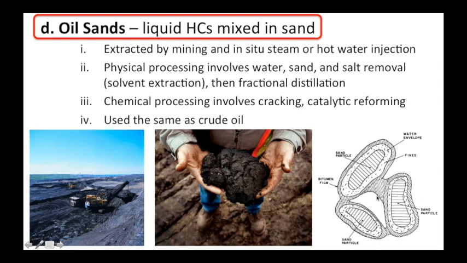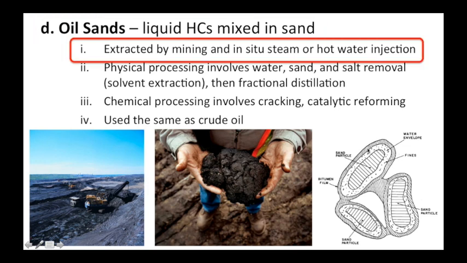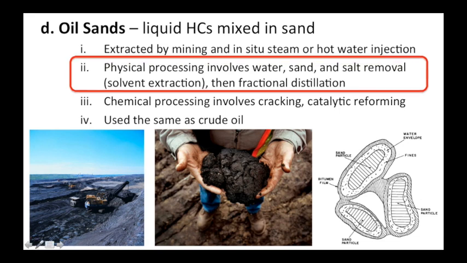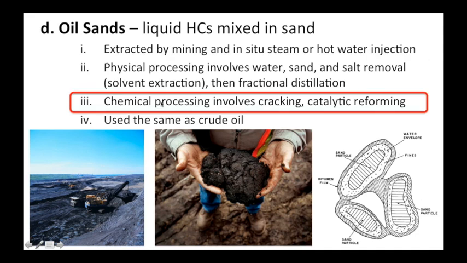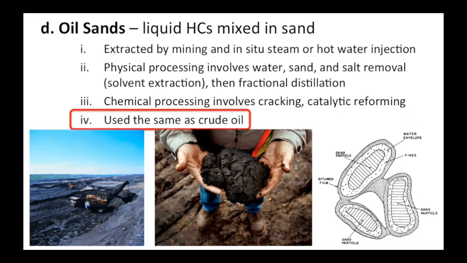Okay. And then, of course, we got the oil sands like we have up in northern Alberta. An oil sand is a particle of sand surrounded by water, surrounded by oil. That's an oil sand. Okay, so we can use steam and hot water injection to get this out of the ground and to separate the oil from the sand. We can also use fractional distillation and solvent extraction, which I'll explain a little bit later. Cracking is involved with these as well, and some of the uses are the same as crude oil.